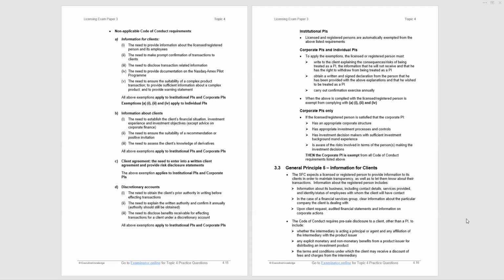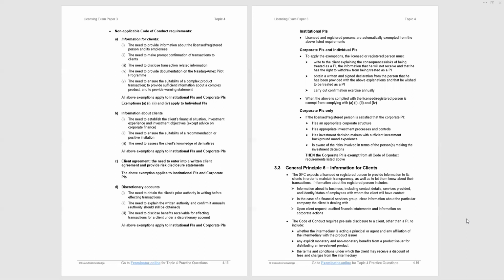You must get the agreement of the professional investors concerned. Discretionary accounts, the need to obtain the client's prior authority, the need for written authority, etc. You don't have to do that for institutional professional investors and corporate professional investors.